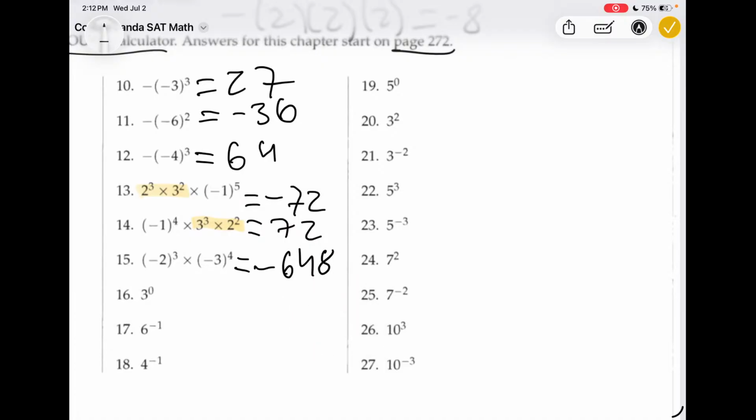And let me just check this with the calculator. So if we got negative 2 to the third times negative 3 to the 4th. Yep, that's equal to negative 648. Alright, we're right.